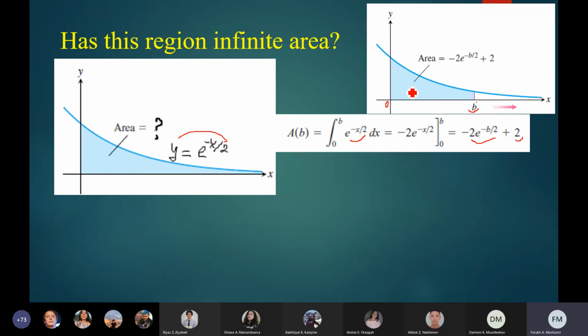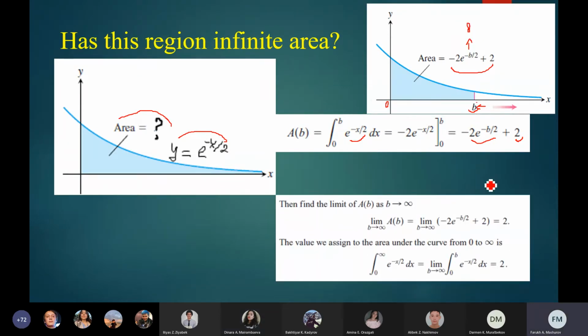So if our domain is finite, depending on b, our area will be this one. Am I right? But our aim is to find the area of this object. How do we find it? To find it, guys, we need to let b approach where? This b should approach infinity, yeah?